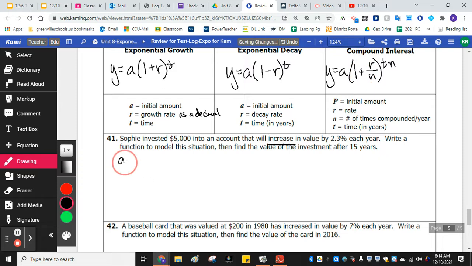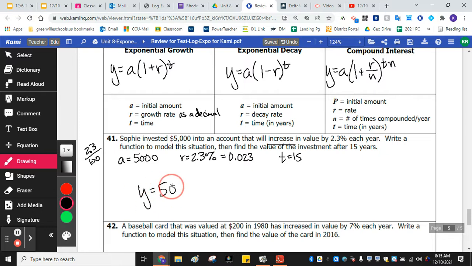So my initial amount is 5,000. My rate as a percentage is 2.3%. So as a decimal, move it 2 places to the left, or if you don't like moving it 2 places, just divide it by 100. That's 0.023. My time is 15 years, and it's increasing, so plus. Times 1 plus 0.023 to the 15.